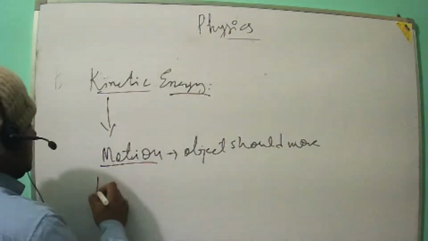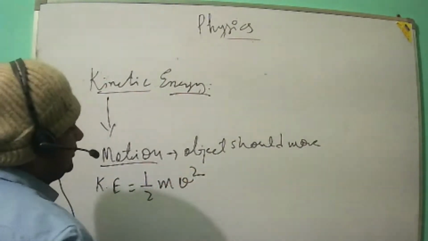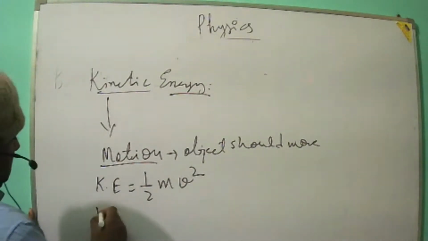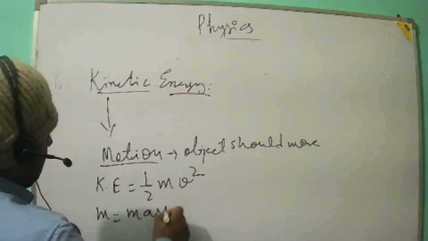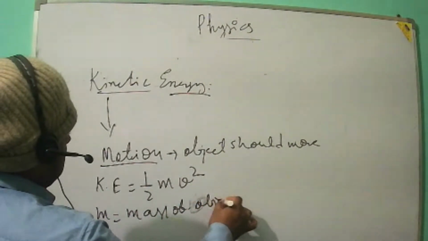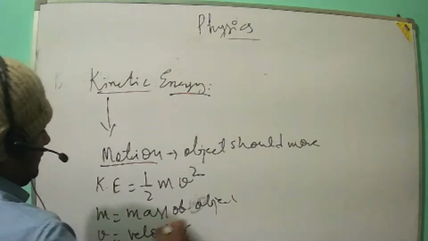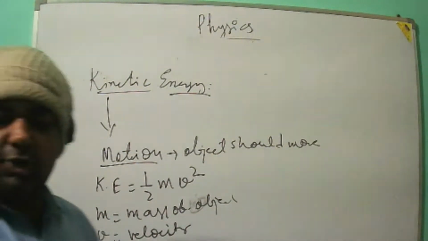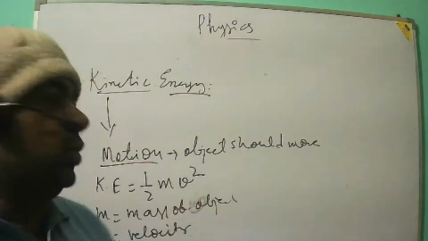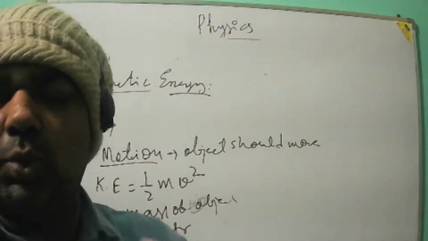The kinetic energy formula is: kinetic energy is equal to 1 by 2 mv square. Pay attention to this formula carefully. M stands for mass, this is the mass of the object, and v stands for velocity, this is the velocity of the object. So the kinetic energy of any object which is moving can be easily calculated using this formula: kinetic energy will be equal to 1 by 2 mv square.